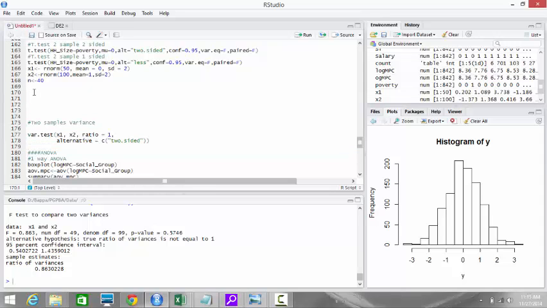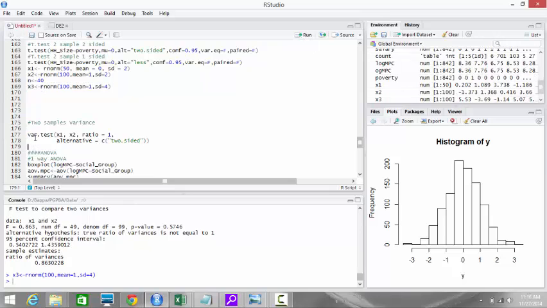On the other hand, if I now make an x3, where again I draw 100 random numbers, I don't tamper with the mean, but I make the standard deviation 4.